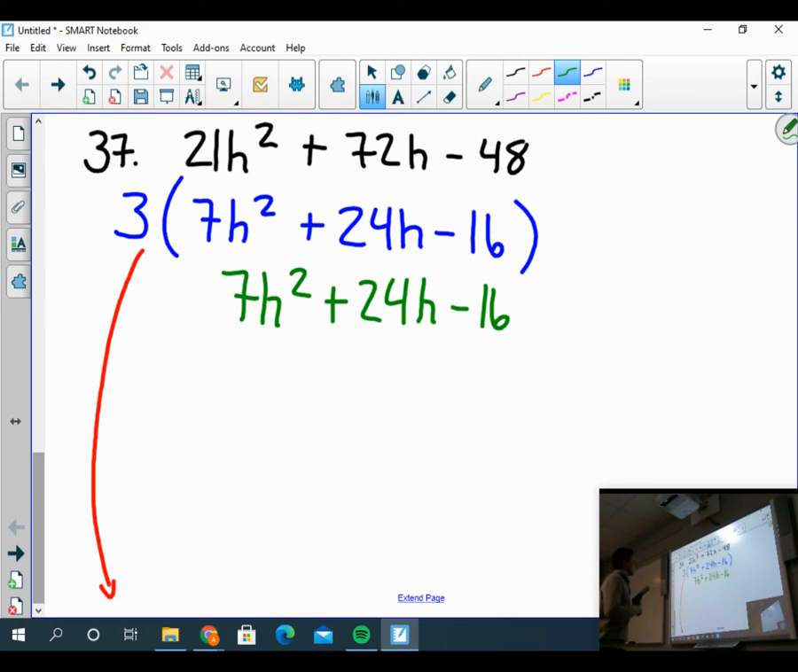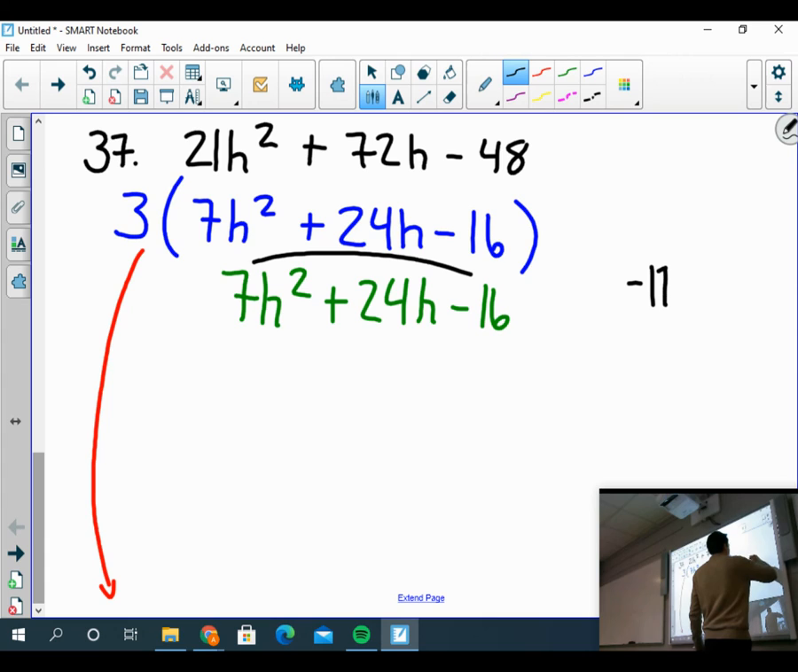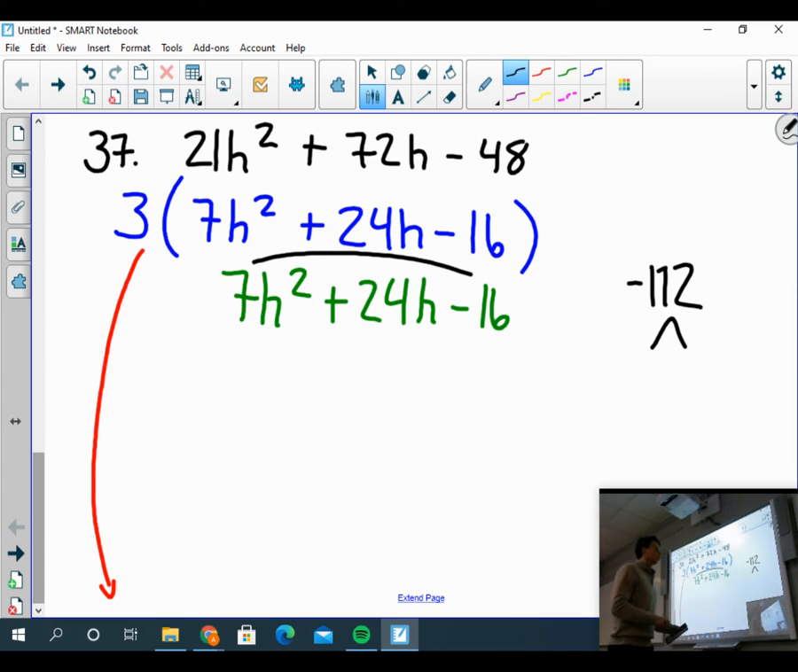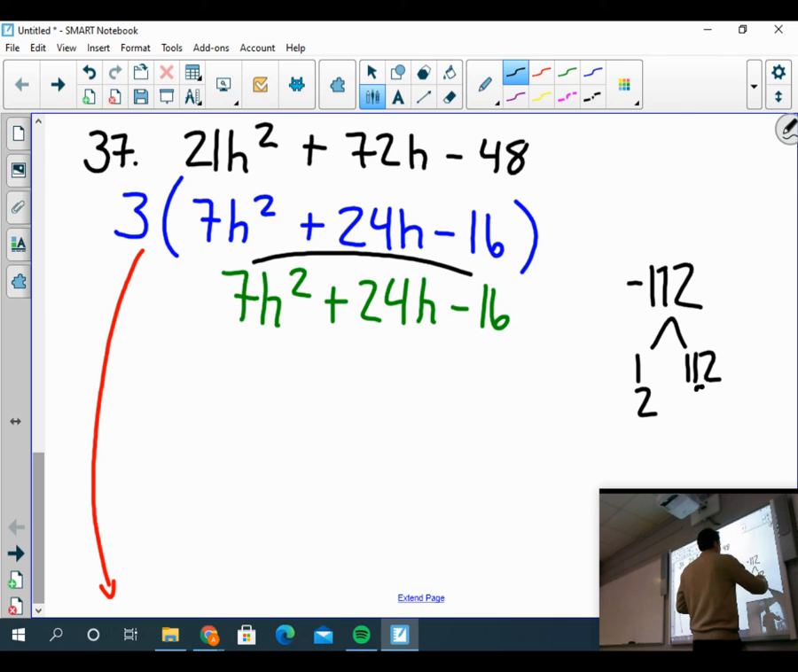So now if I'm going to factor 7h squared plus 24h minus 16, I need to go through the process again. 7 times negative 16. And I get a more manageable number to work with here, though it's still somewhat big. I'm going to find the factors of negative 112. And so I start with 1 and 112. And I know, obviously, I'm keeping in mind, how can I get positive 24? Obviously, 1 and 112 will not work. 112 divided by 2, 2 and 56. Again, that will not give me 24.